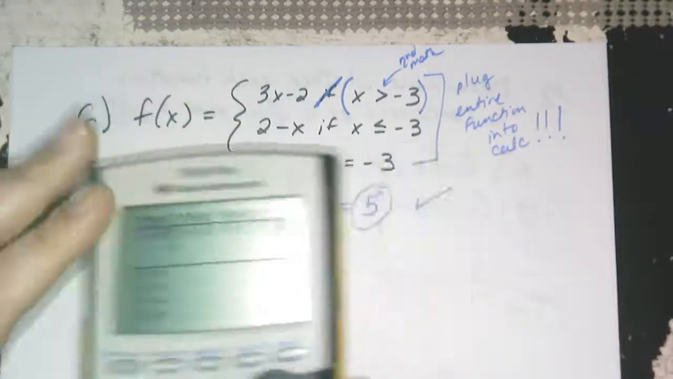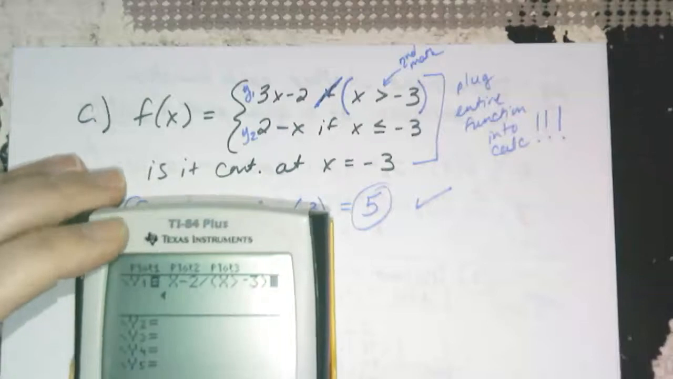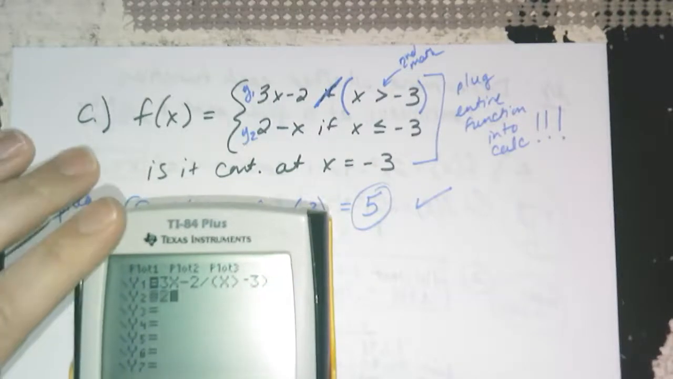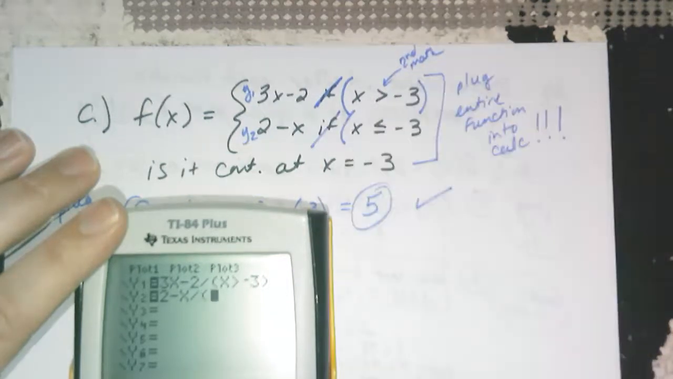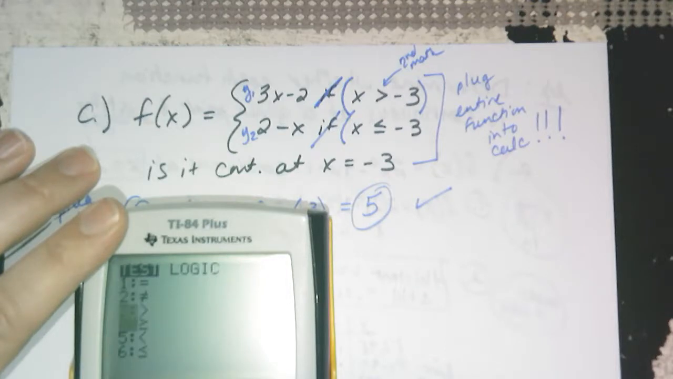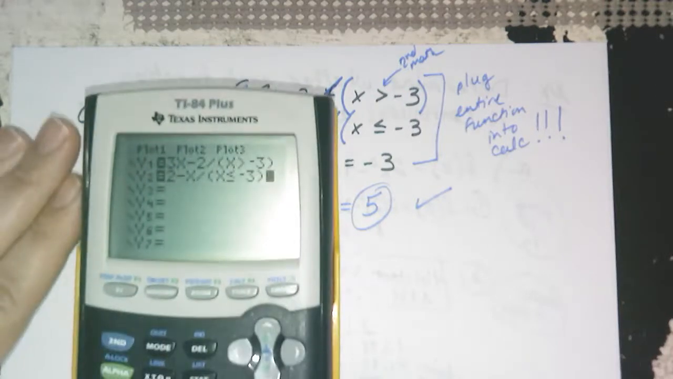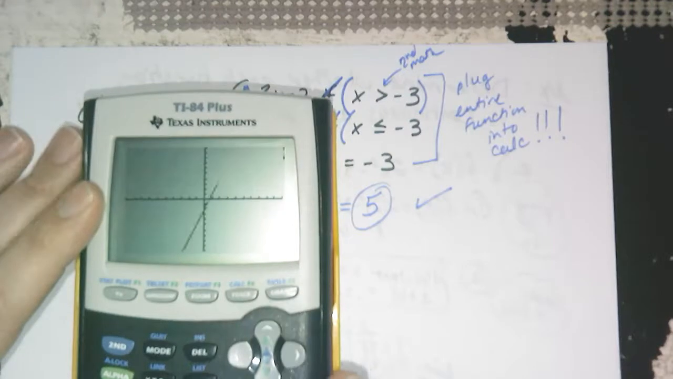That is y1. You are now going to put this second equation in y2. So you're going to type it just like it is again. You're going to type 2 minus x, divide, parenthesis, x, second math, less than or equal to -3, close the parenthesis. Does yours look like mine, I hope? Okay. Now you can hit graph just so you can see what it looks like. It's kind of cool.